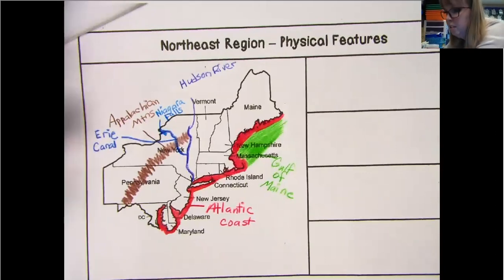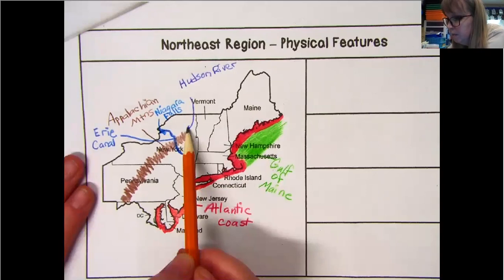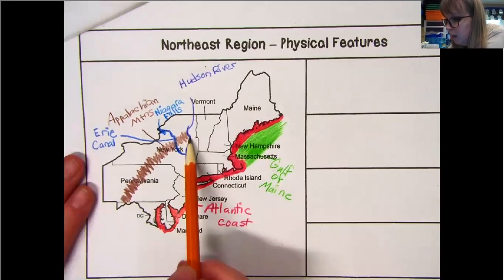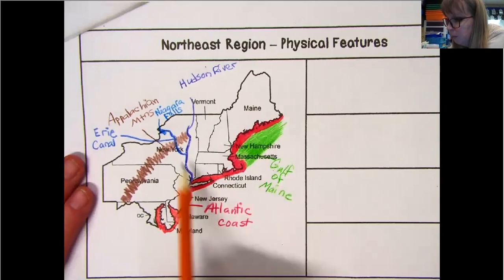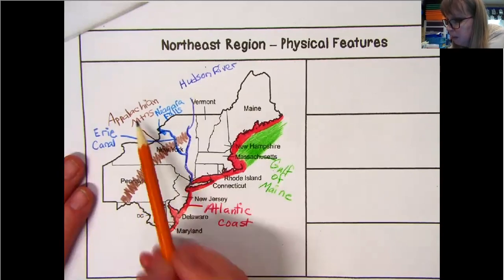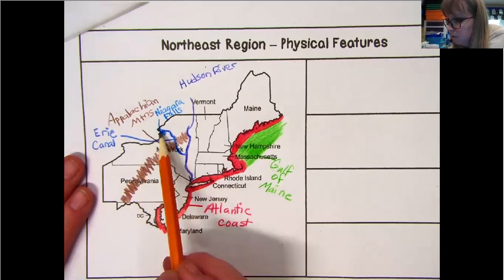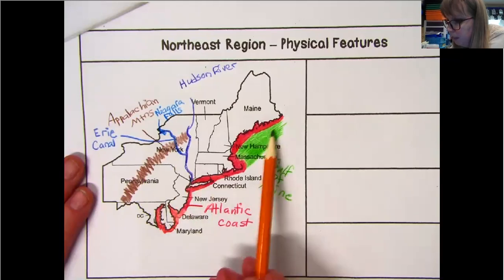Okay, so Hudson River in purple. It's got this little hook to it, and then it's a little bit straight, and it comes down right next to this little piece here. Okay, and it ends at Long Island. You've got Appalachian Mountains. Make sure you're labeling these. Hudson River, Appalachian Mountains, Niagara Falls, Erie Canal, Gulf of Maine, and the Atlantic coast.